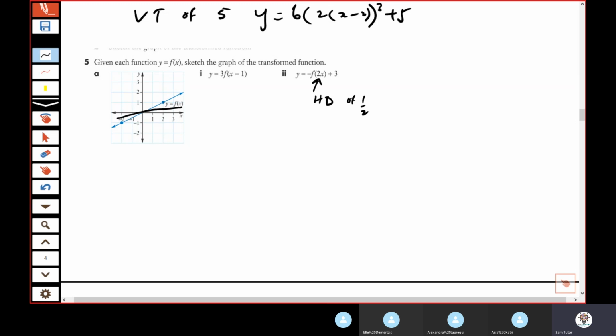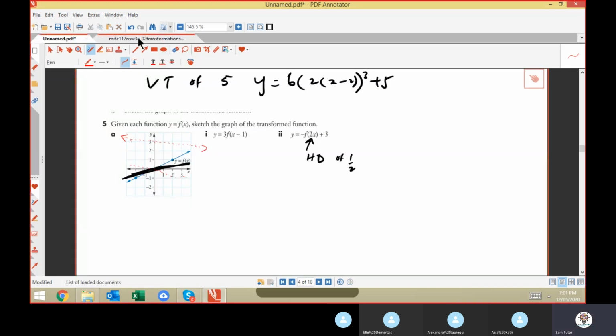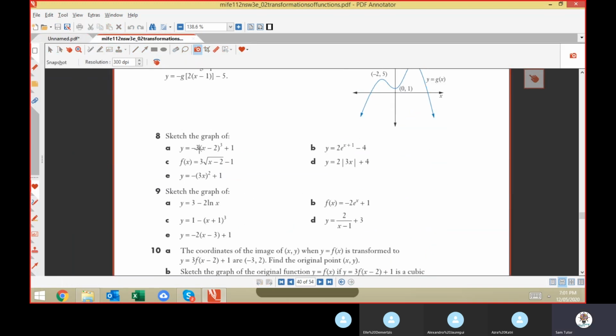Negative. What does a negative do? Negative reflects it. It'll look like this. Plus 3, shift the whole thing up 3. So it looks something like this. Obviously, maybe a lot flatter. Something like that. All right. Any questions there? No, that makes sense as well. All right.